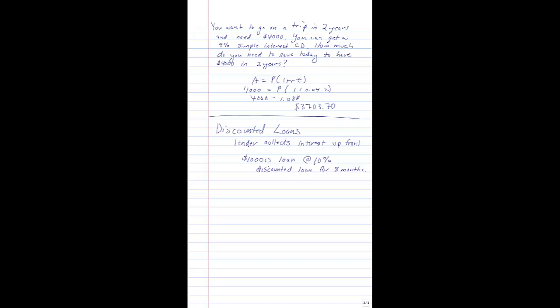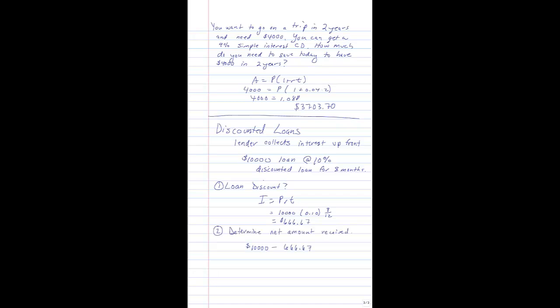The first thing I need to do is find the loan discount. That is, what interest will I owe on this amount? And so I fill in the formula like we have before. The principal is $10,000, the rate is 0.1, and the time is 8 divided by 12. And when I do that, I get that the interest is $666.67.